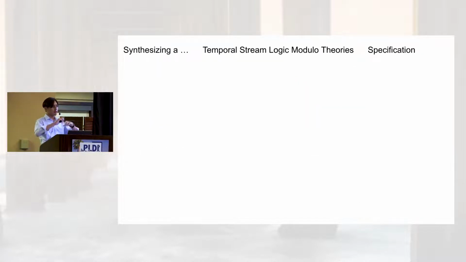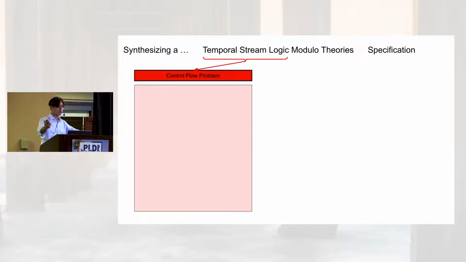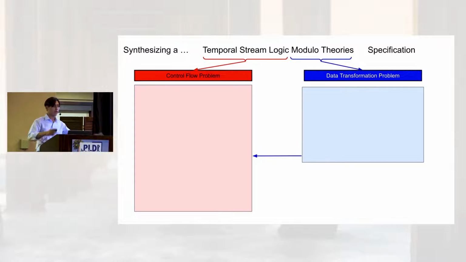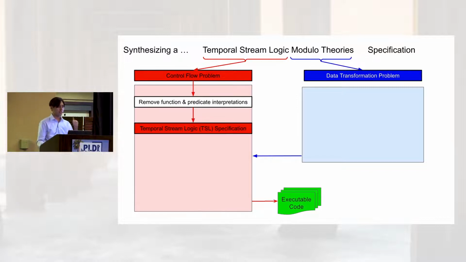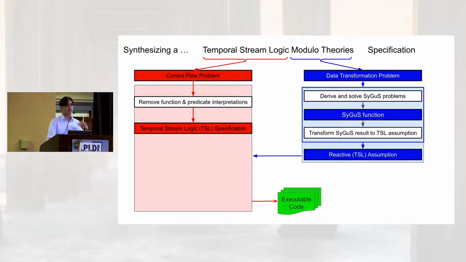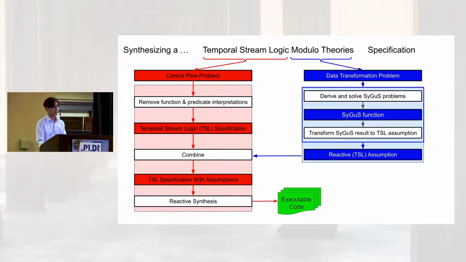And so let's look at the general overview of the procedure. When we're synthesizing a temporal stream logic modulo theories specification, we can first break it down into the control flow problem and the data transformation problem that's going to teach the control flow problem again. And all of this is going to result in executable code. In the control flow problem, we're first going to extract the control flow specification as a temporal stream logic specification. In the data transformation problem, we're going to try and find and solve the syntax-guided functions, which we then translate back into reactive or TSL assumptions. And we combine these to get one single specification that we can feed to reactive synthesis and generate executable code.